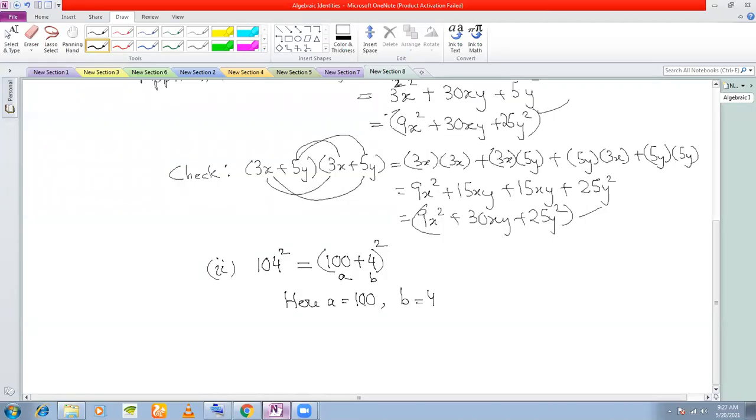B here is 4. Now (A plus B) whole square, the formula that I gave you was A square plus 2AB plus B square. So now if this is (A plus B) whole square, then first is my A square. A here is 100, so 100 square plus 2AB, 2 into A here is 100, B here is 4, plus B square, B here is 4. That's it. Okay, now you simplify this.